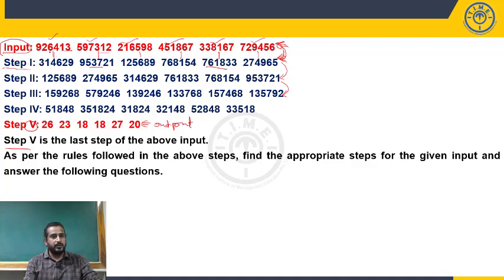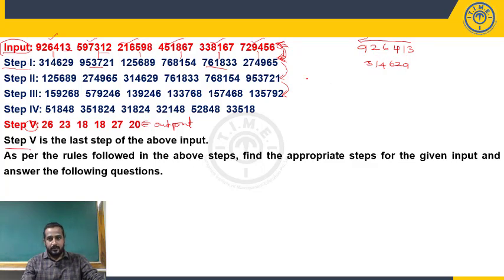Okay. Now from here to here, what changes happened? 926413 becomes what? 314629. The given one is 926413 and it changed to 314629. So can I simply say that it is written in the reverse order, 314629? Yes, perfectly matching, written in the reverse order.